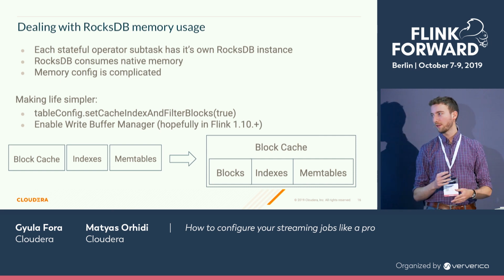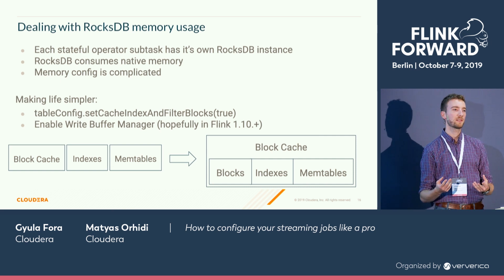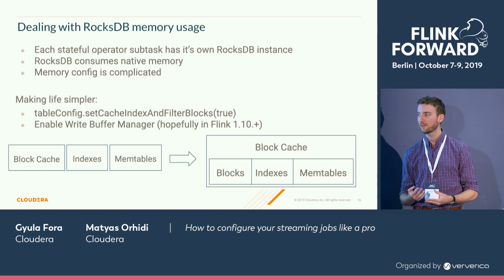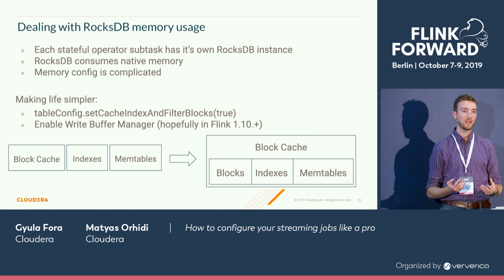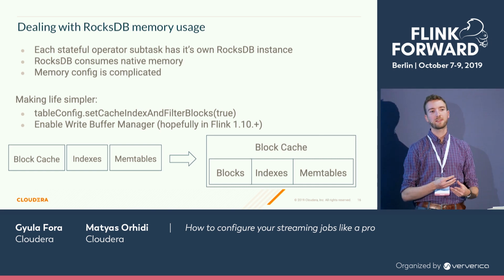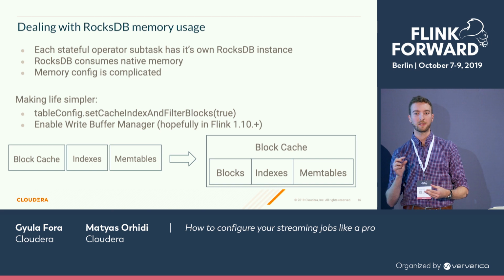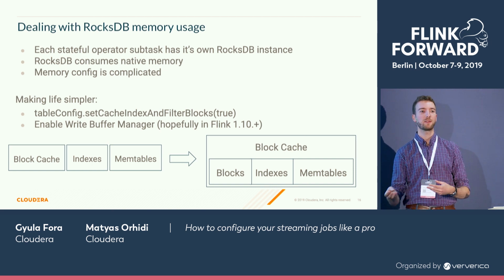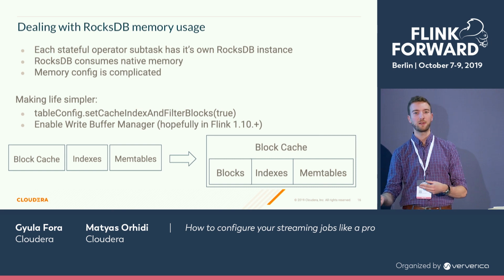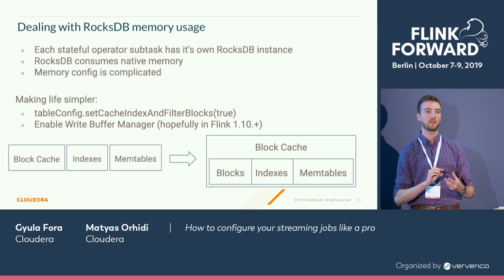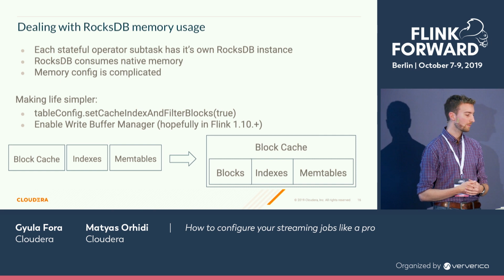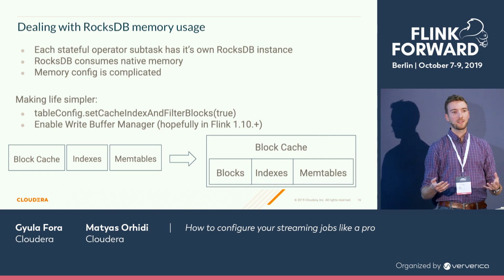To give you a general idea, there are 3 main sources of native memory usage in RocksDB out of the box. The first is the block cache. RocksDB stores data in blocks when it writes them to disk. So when you read something from disk, RocksDB will read that block and put it in a block cache for fast read access. So it's basically a read cache of the blocks.